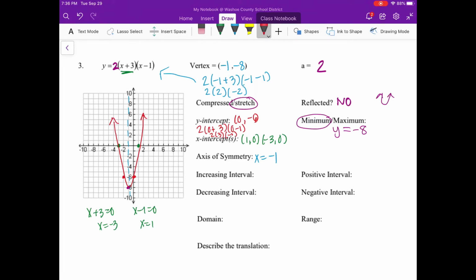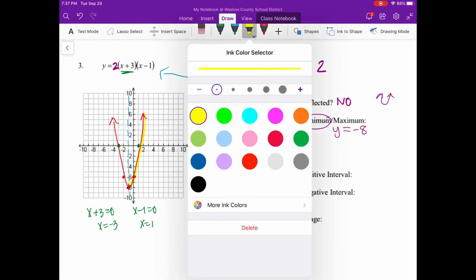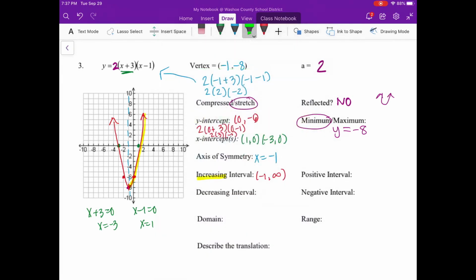So now that I have a general idea of my graph, I'm able to answer the other parts of this. So increasing interval is where my slope is positive, so I'm increasing here. And those are going to be your x values. So x value matches my vertex, so I'm increasing from -1 to positive infinity. And if I'm not increasing, I am decreasing. So in this case, I'm decreasing from the left all the way over to -1. So decreasing from -infinity to -1.